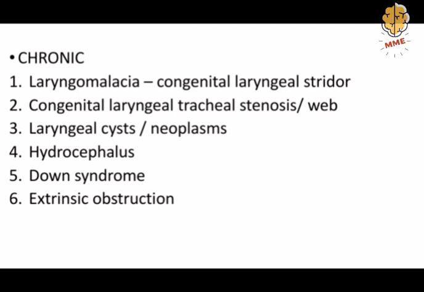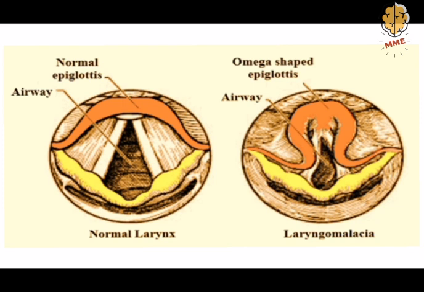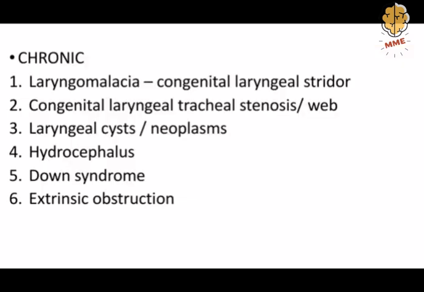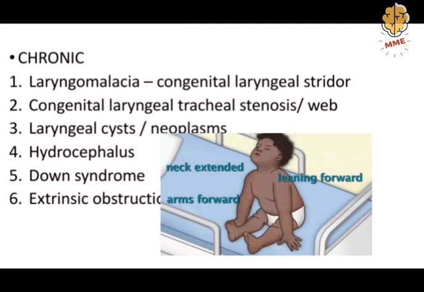The most common cause for chronic stridor is laryngomalacia. It is usually seen in the end of the first week or during the second week after birth. It is aggravated by crying or feeding and disappears in the prone position. The child may adopt a characteristic posture.